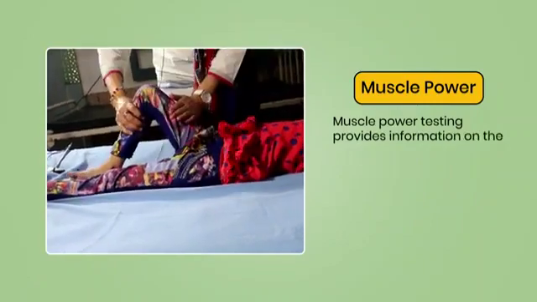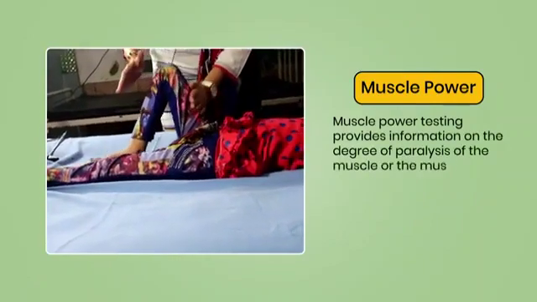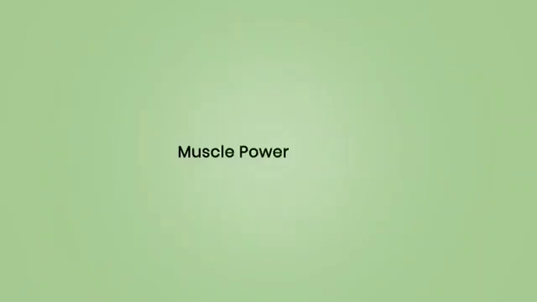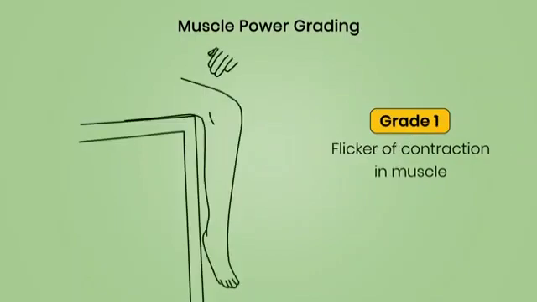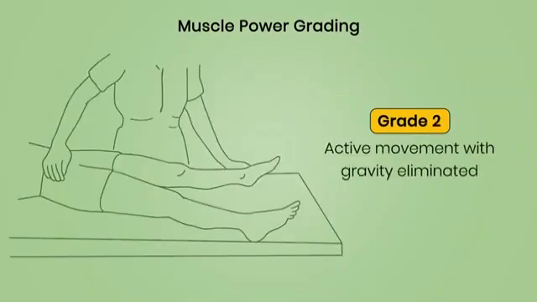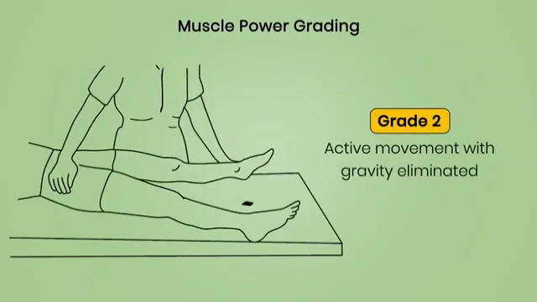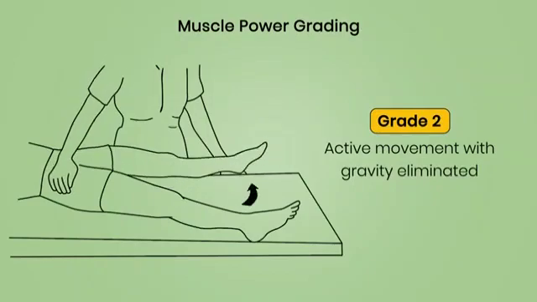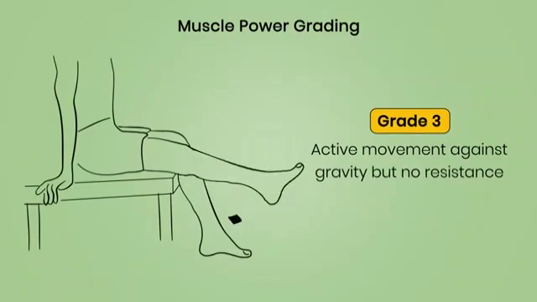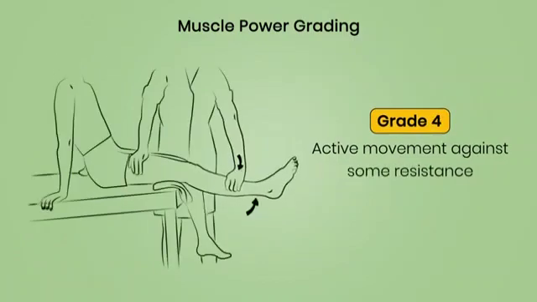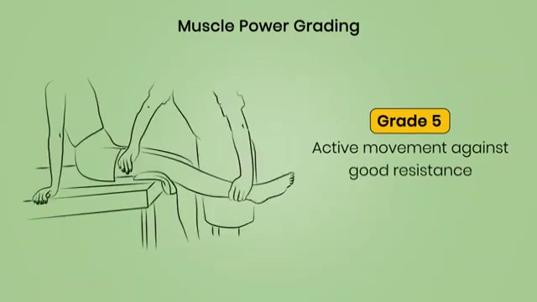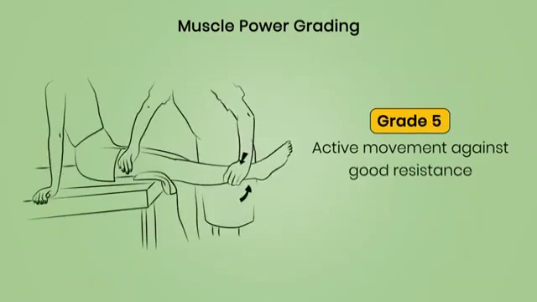Muscle power. Muscle power testing provides information on the degree of paralysis of the muscle or muscle group. Muscle power can be classified into the following grades. Grade 0. No detectable contraction in muscle. Grade 1. Flicker of contraction in muscle. Grade 2. Active movement with gravity eliminated. Grade 3. Active movement against gravity but no resistance. Grade 4. Active movement against some resistance. Grade 5. Active movement against good resistance.